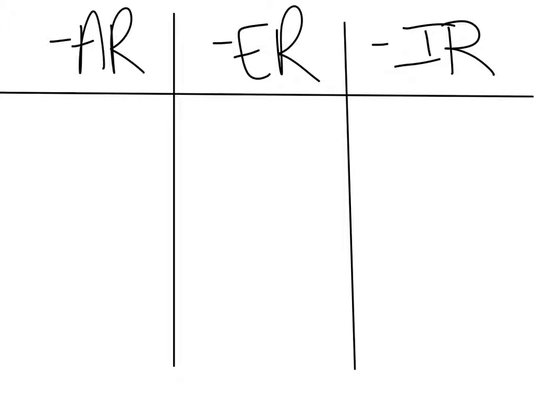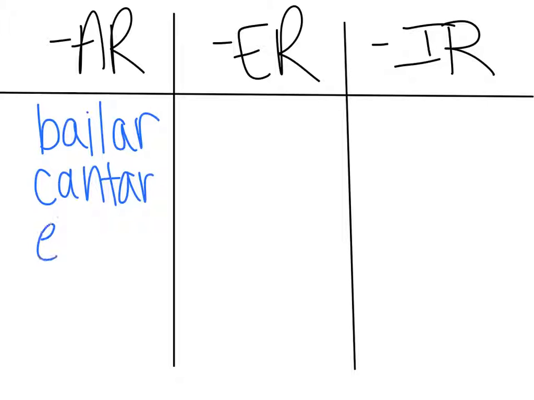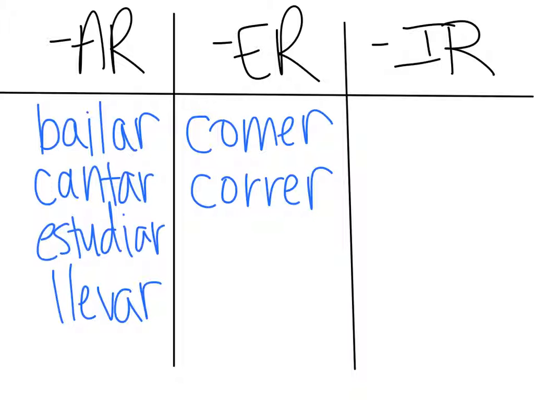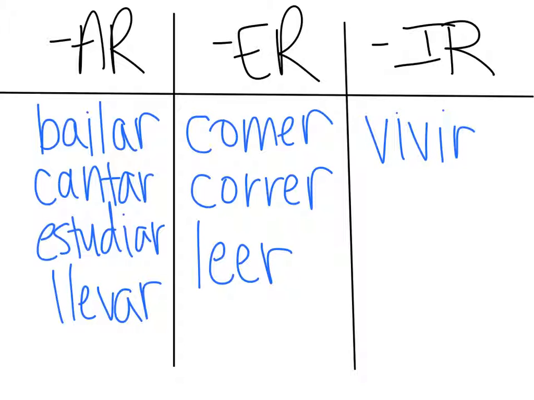Okay, so what exactly do we do with verbs and the endings? First of all, let's identify some verbs that are AR verbs. You've learned quite a few of these ones. They're the most common. Bailar, cantar, estudiar, llevar. Some ER verbs would be comer, correr, leer, and IR verbs, vivir, abrir.